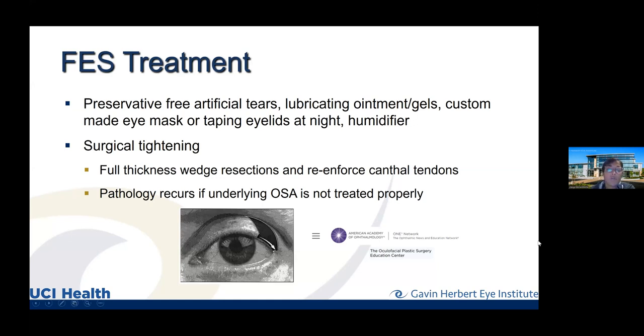But surgically, traditionally some will discuss a pentagonal wedge that they will remove, a full thickness eyelid resection. But I find this approach, where you have a triangular full thickness resection where the arc is maintained with your lid crease, tends to heal in a more cosmetically pleasing way. And at the same time, you can address the canthal tendons and tighten this aspect of your eyelid architecture.